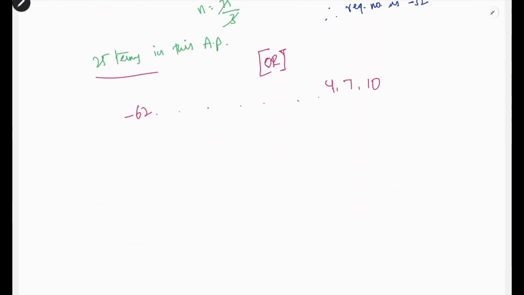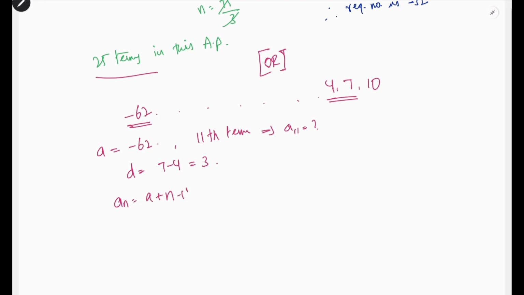Okay, now see, first term is minus 62. Okay, and what do we need to find? We need to find the 11th term, that is A11 is equal to what? And common difference is what? We will take these two terms. It is 7 minus 4. It is 3. Okay, we will substitute in the formula an equal to a plus n minus 1 into d.